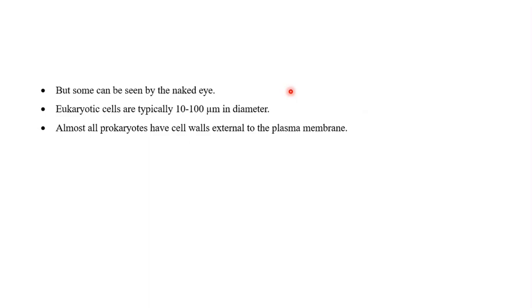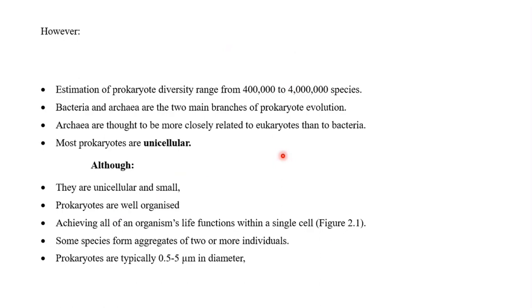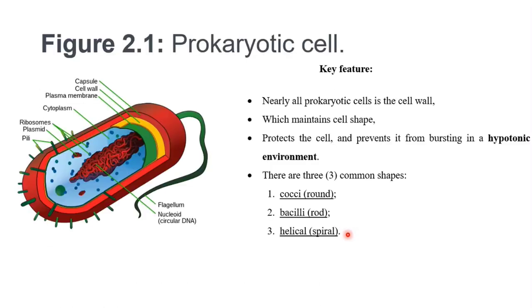Almost all prokaryotes have cell walls external to their plasma membrane. So one distinctive feature is that prokaryotes have a cell wall, which is external to their plasma membrane. We talk here about figure 2.1. This is just the structure of a prokaryotic cell. Forgive my notes. You can see here a flagella, more or less a tail-shaped form, and a nucleoid in the center, and a ribosome here. And these little spine-like structures are known as pili.